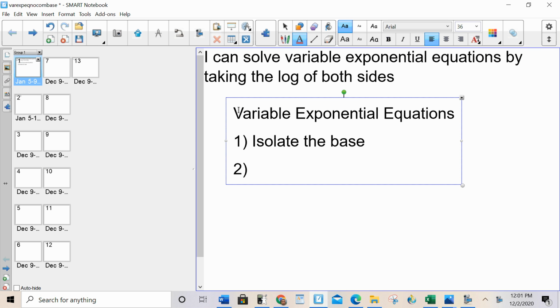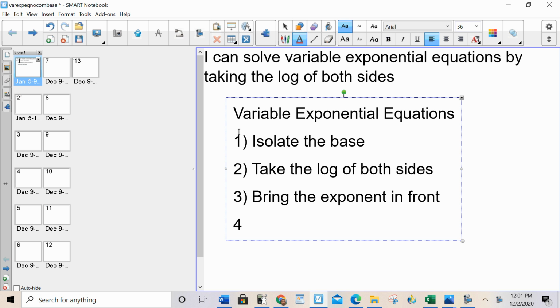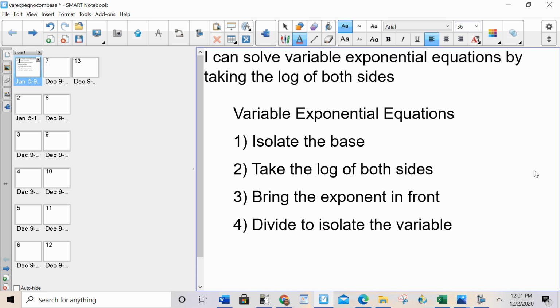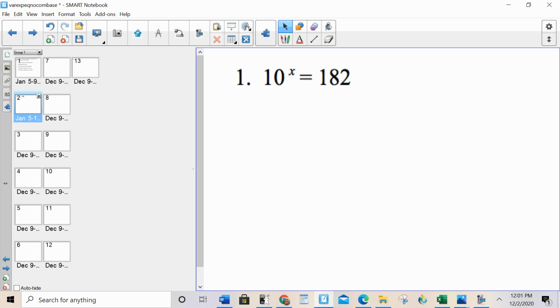Once I isolate the base, I take the log of both sides. The reason I do that is I bring the exponent in front, and then I divide to isolate the variable. So this might look a little funky at first, but it's really pretty straightforward. So let's take a look. Number one, I see an exponent in the equation. It's a variable. So I'm going to take the log of both sides.